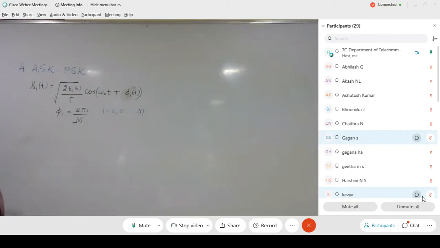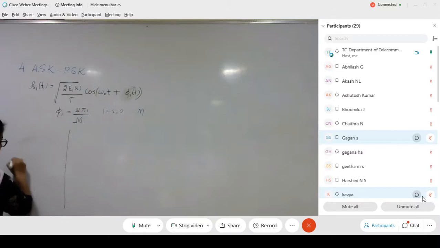So far whatever I am discussing are called coherent modulation techniques or coherent modulation schemes. Then we have non-coherent modulation techniques that we are going to discuss in unit 2. So in unit 1 we are only going to discuss coherent detection of the modulation techniques that we have discussed so far. So this is a very unique case.